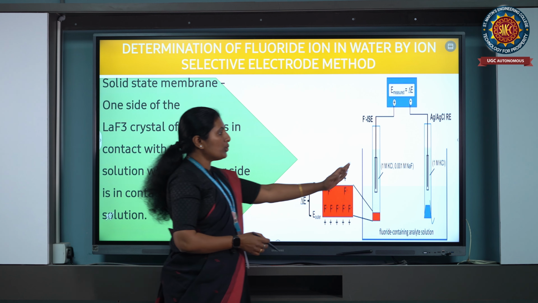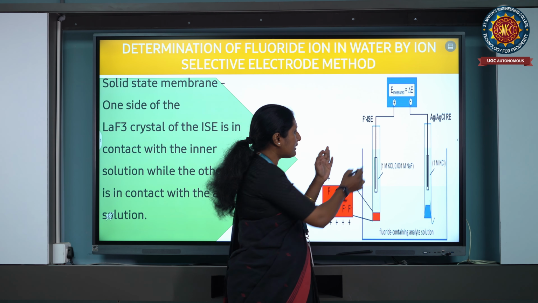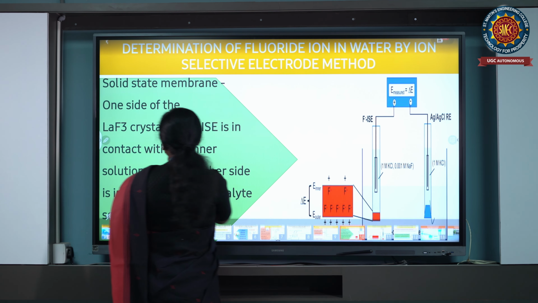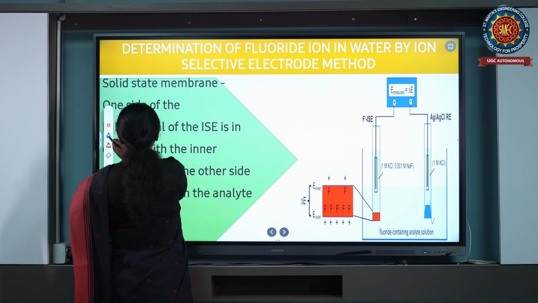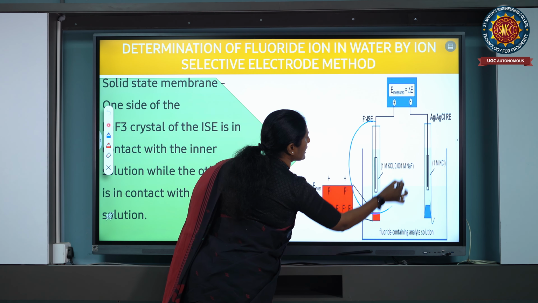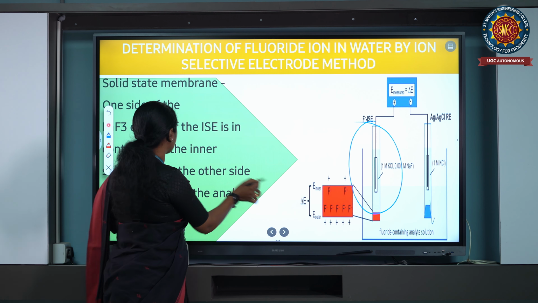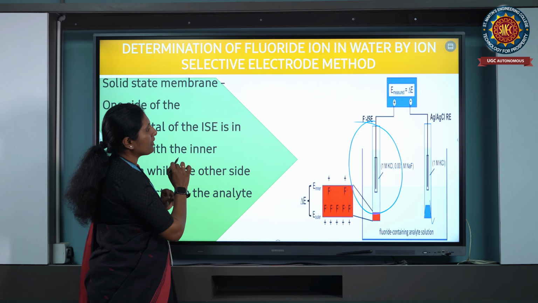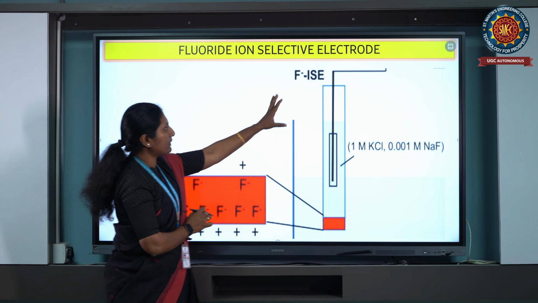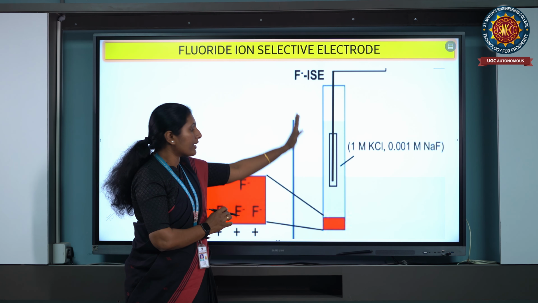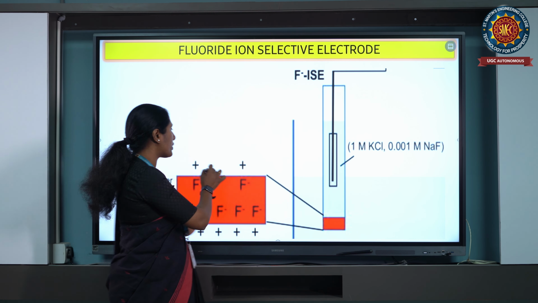Okay. So two electrodes are there. This ion selective electrode, I am concentrating on now. So this part I am concentrating on now. So here, only one part I took. What are the components of the ion selective electrode, we will see.